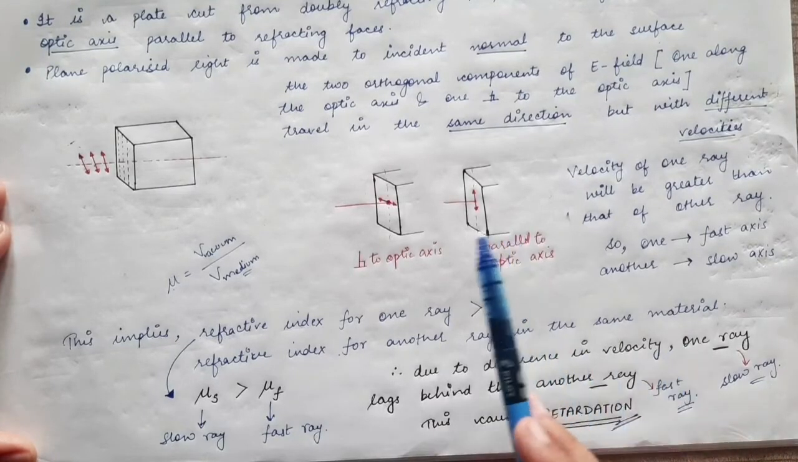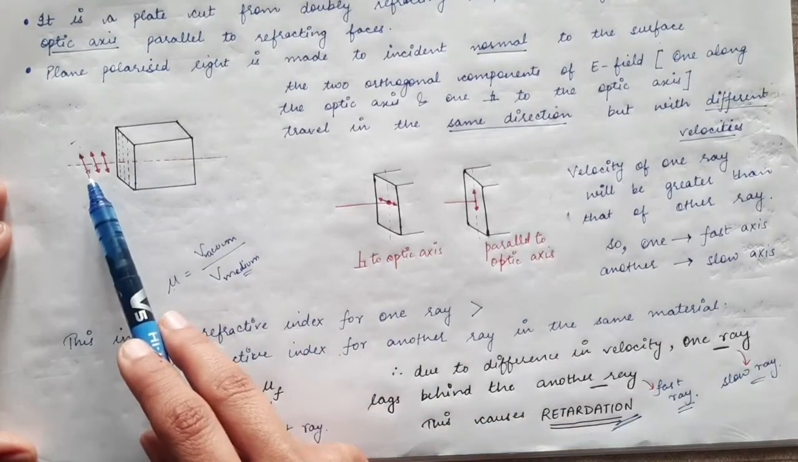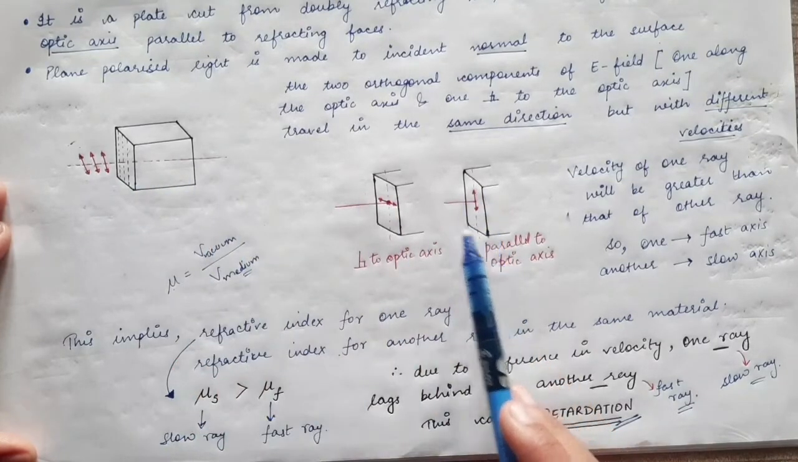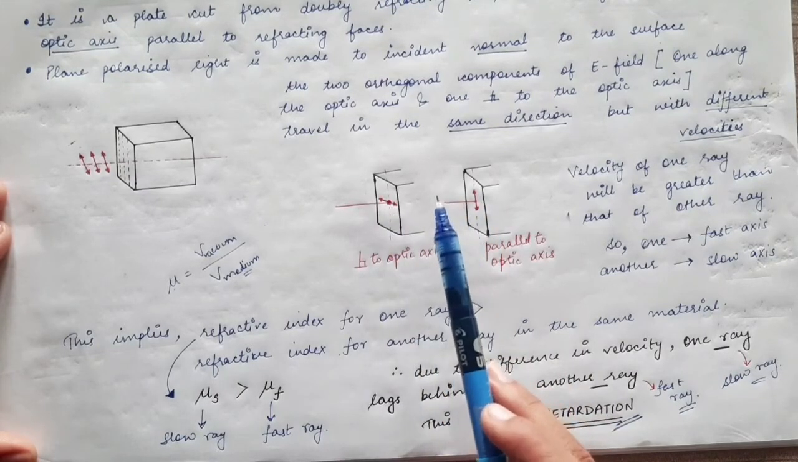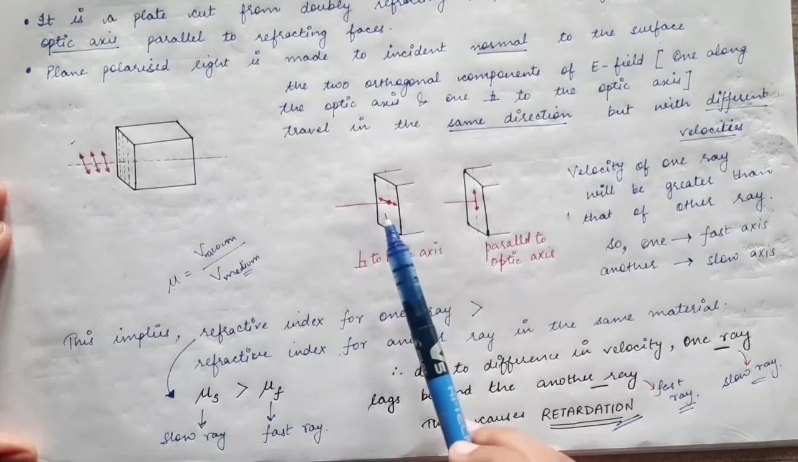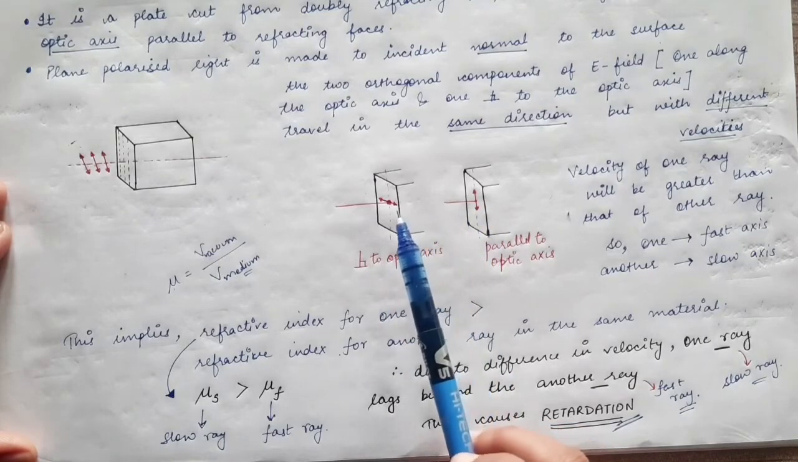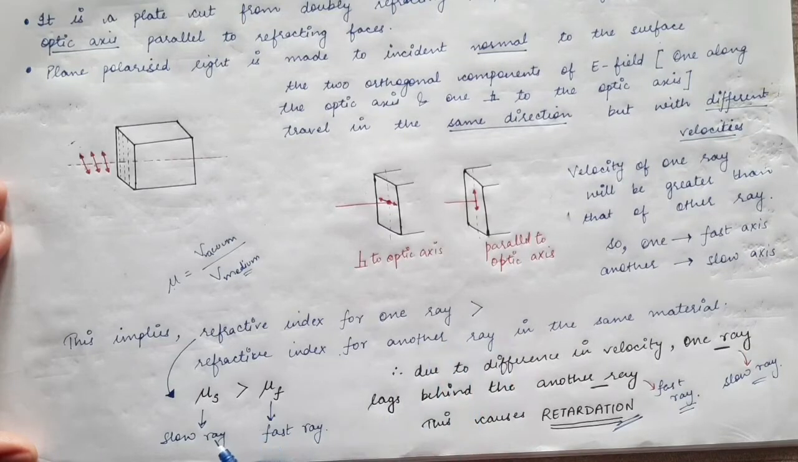So there is a difference in velocities of the two orthogonal components of the same incident wave inside the same material. The two orthogonal components, one parallel to the optic axis and another perpendicular to the optic axis, have different velocities in the same material, and this occurs due to the birefringence property of the crystal. The refractive index for one component is greater than that of the other component, due to which we call one the slow ray and the other the fast ray. So this is called retardation.